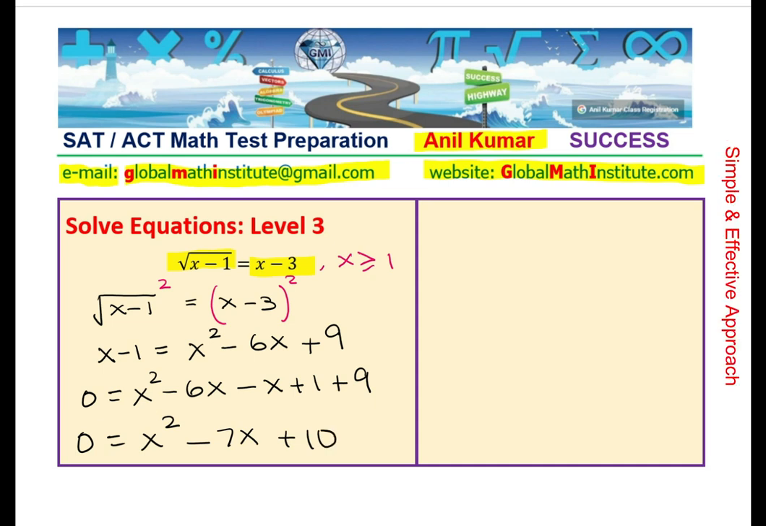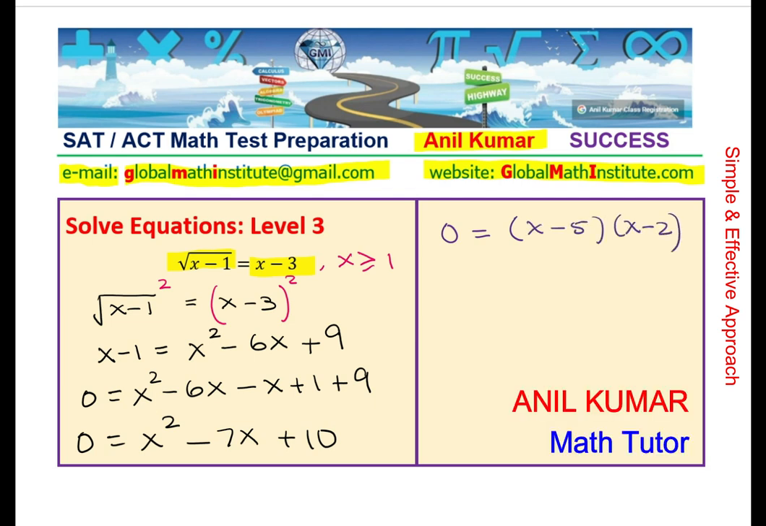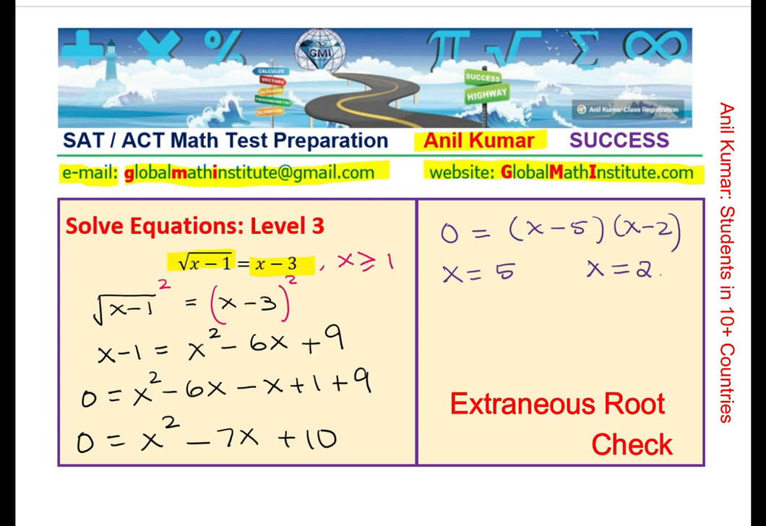Now this can be factored using product and sum. So we get 0 equals, 10 is 5 times 2, so we can factor this as x minus 5 times x minus 2. And that gives you two solutions. One is x equals 5 and the other one is x equals 2. You can see both seem to be within the domain, right? It's a good idea to check the solution.